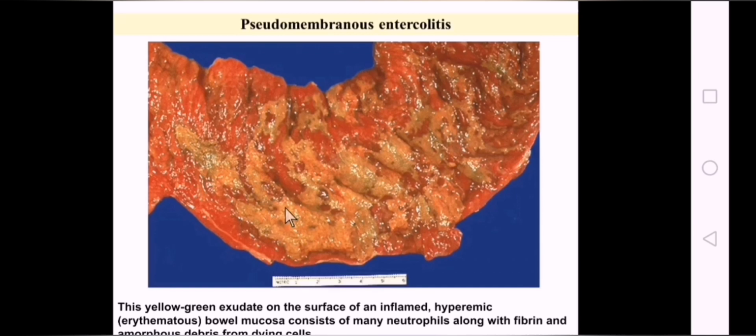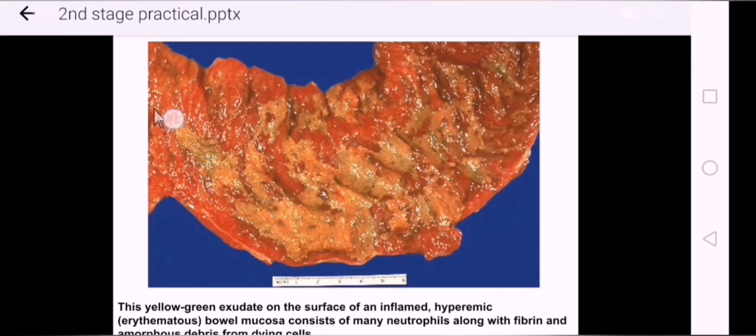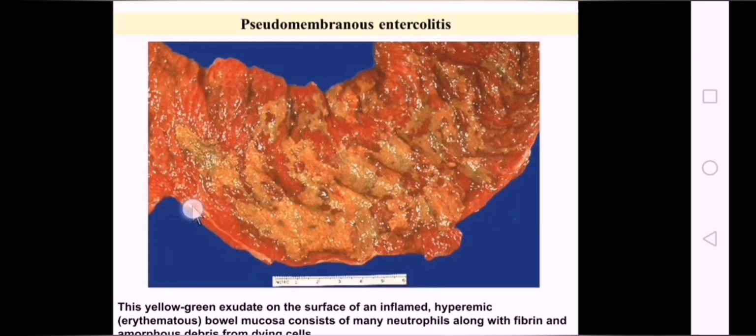The best example is infection by diphtheria, and pseudomembranous enterocolitis. So on this slide, we will discuss pseudomembranous enterocolitis. And pseudo mean كاذب, membranous يعني formation of a membrane, enterocolitis inflammation of the bowel. As you can see, there is an inflamed bowel, inflamed hyperemic edematous bowel. The surface of the bowel is covered by a pseudomembrane, yellowish green in color. So the diagnosis here is pseudomembranous enterocolitis.